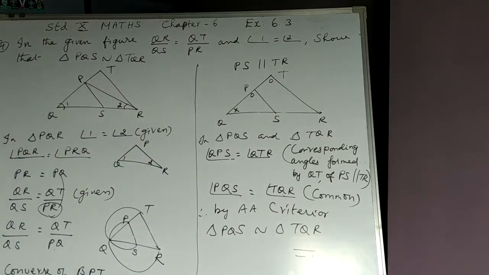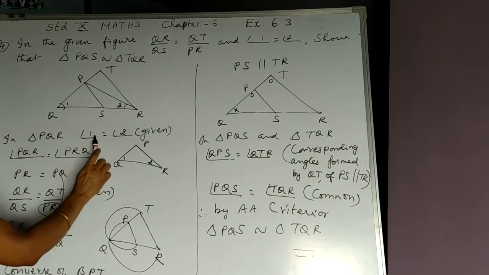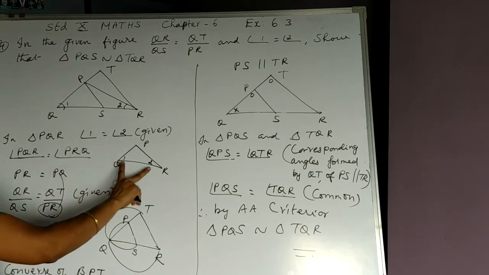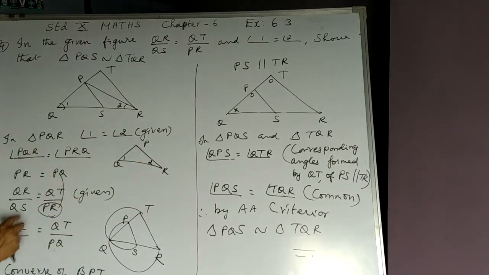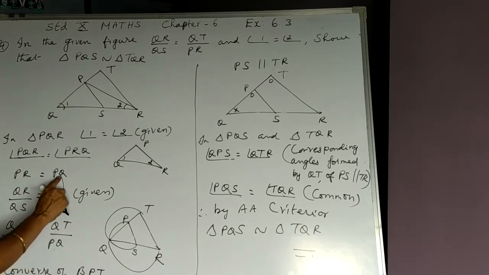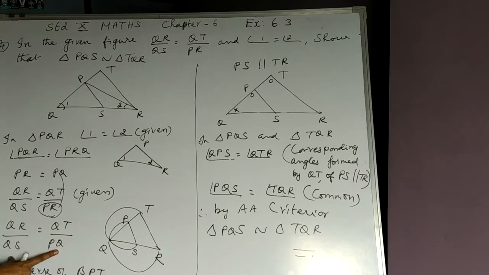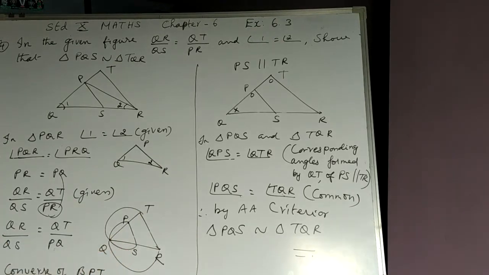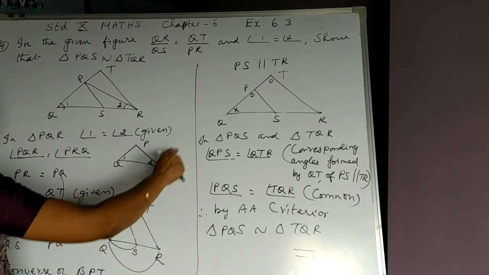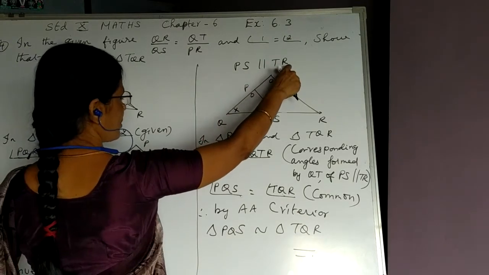Next, let us recall the proof again. In triangle PQR, we are given angle 1 is equal to angle 2. Remember, in a triangle, if any two angles are equal, their opposite sides are equal. So that concept we have taken. This is given in the question. So in the place of PR, we have replaced PQ. So we got two ratios equal, and PS intersects QR and QT at two distinct points. Therefore, by converse of BPT, we have PS parallel to TR.